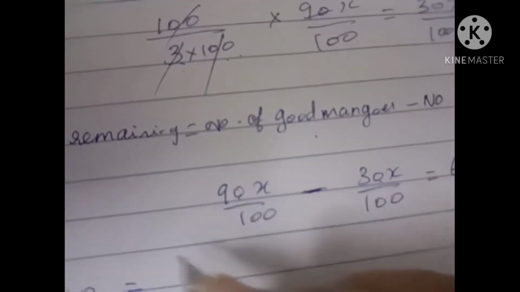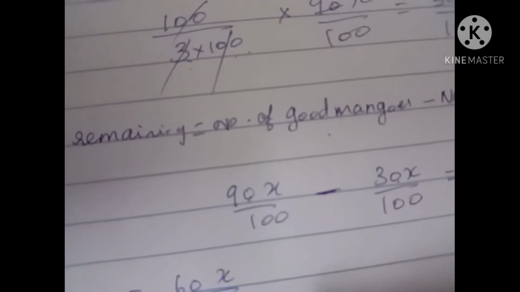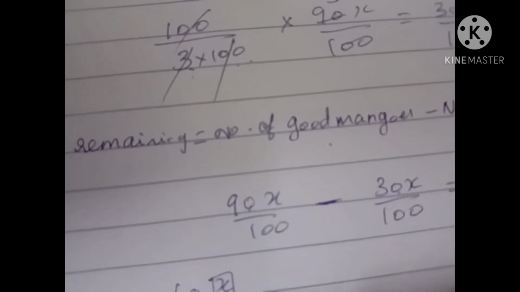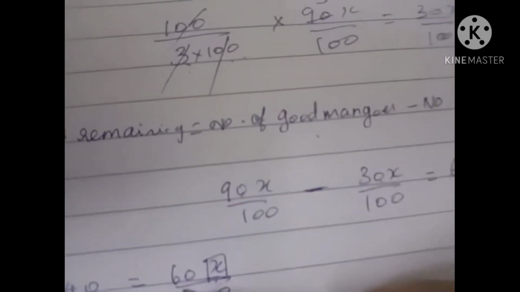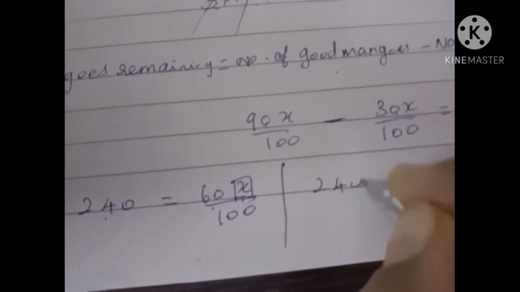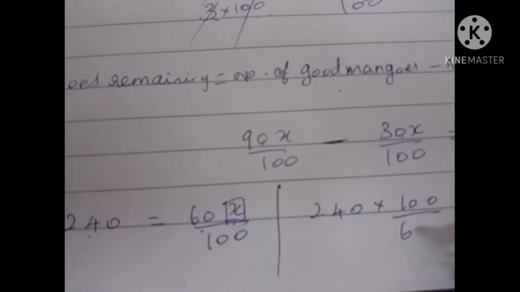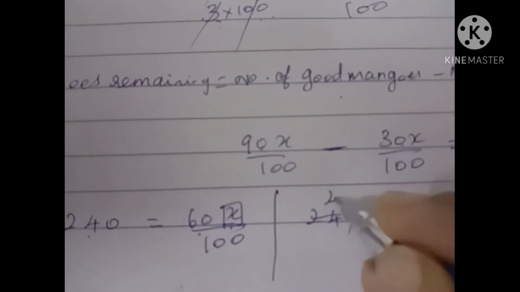The number of mangoes remaining is given as 240 mangoes. So 60X by 100 equals 240. We need only the X value, so keep the X as it is and bring the 60 by 100 to your left hand side. That is the reciprocal, 100 by 60. So the zeros cancel, 6 1s are 6, 6 4s are 24, 4 into 100 is 400. Therefore, the number of mangoes bought initially is equal to 400 mangoes.